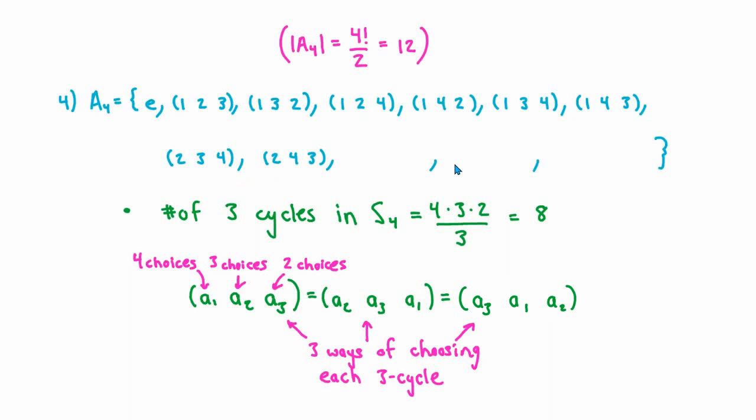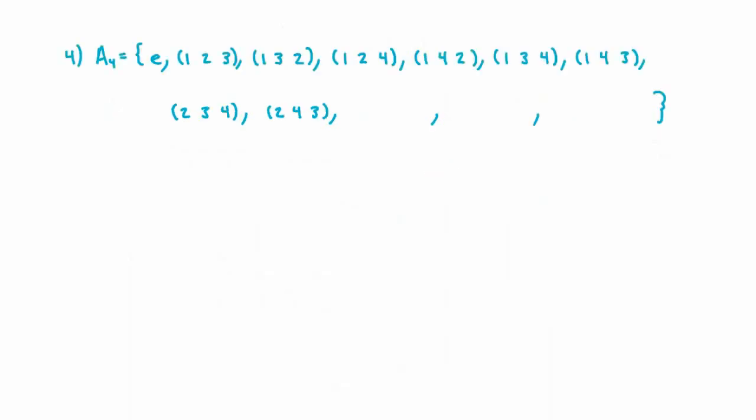But there are still 3 other elements here, so what are these 3 missing elements? They're not 4 cycles, because 4 cycles are products of 3 transpositions, so 4 cycles are odd. Well, here you need to remember that for n bigger than or equal to 4, not every element of Sn is a single cycle.